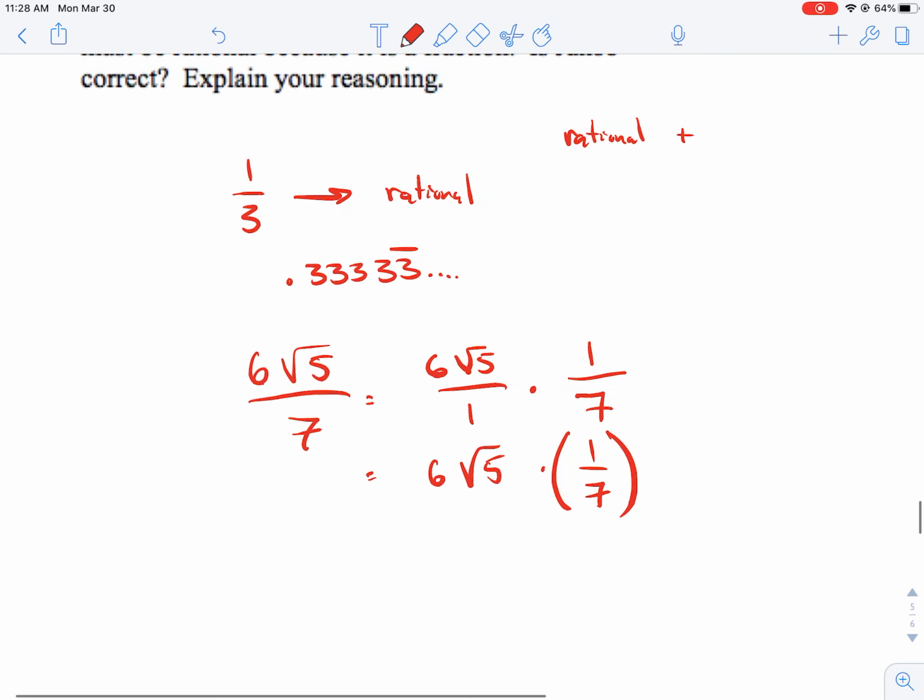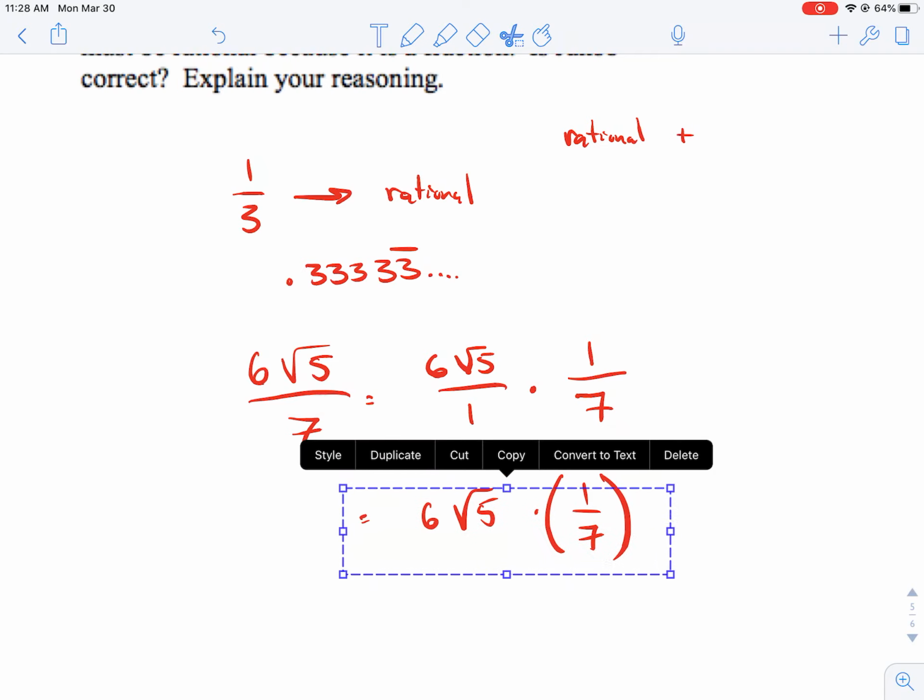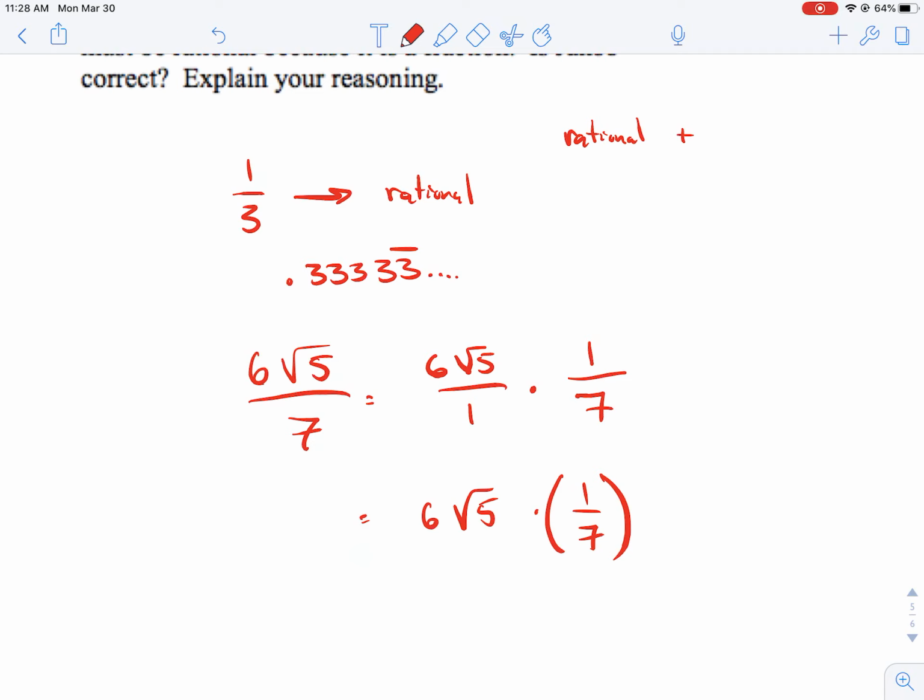Now I want you to take a look at this piece. So I got 6 times square root 5 times 1 over 7. Let's take a look at this. 6 times the square root of 5 is an irrational number. We've discussed this before. We have a rational times an irrational, which means we get an irrational number. So we have irrational times 1 over 7, which is a rational number. But again, we have a rational times an irrational.